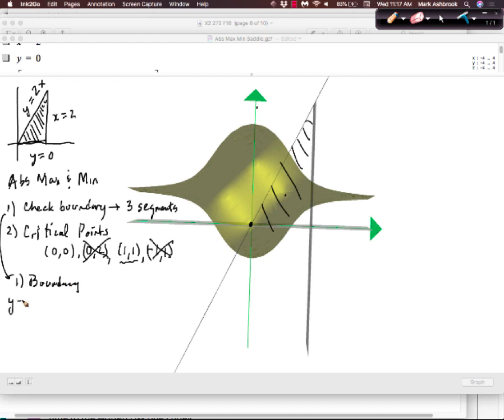So for y equals 0, what are we going to do? We're going to take our multivariable function, gold, and restrict it to y equals 0. So what do we get for y equals 0? We're going to get z equals minus 3x squared plus 2.